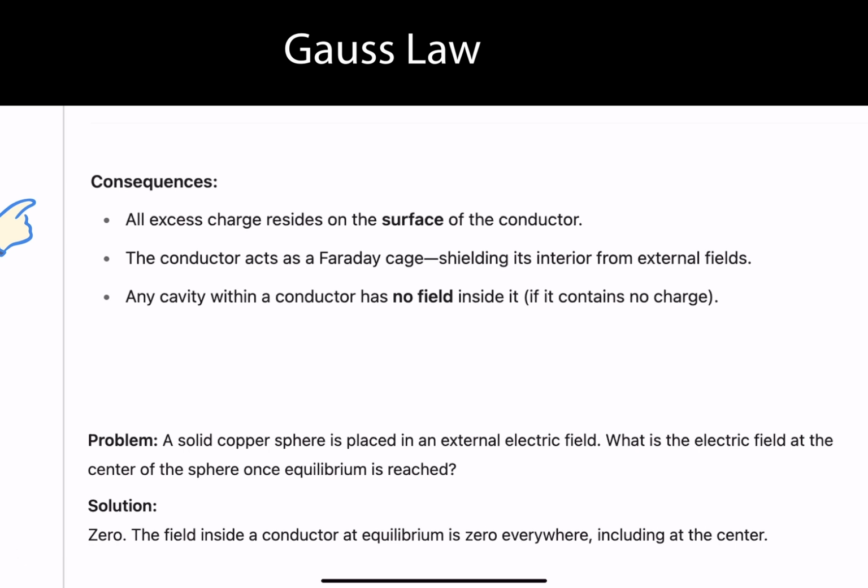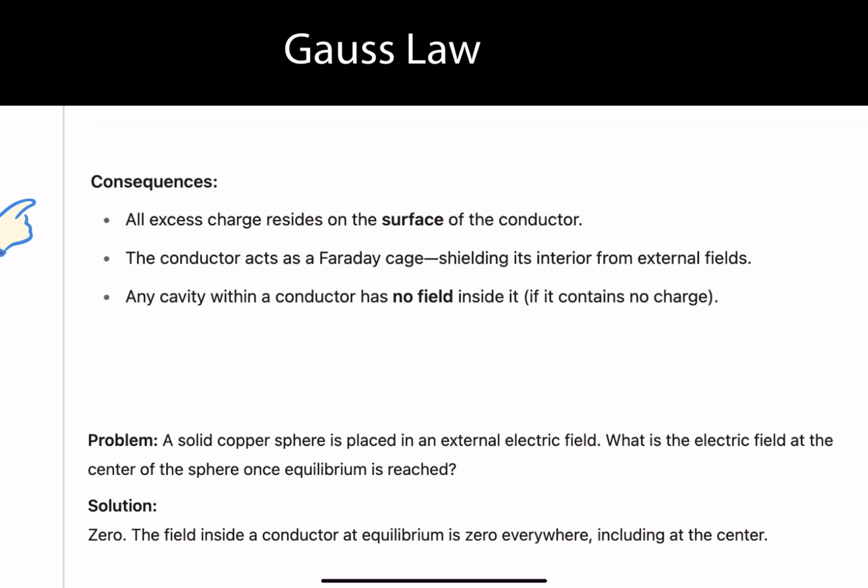Consequences? All excess charge resides on the surface of a conductor. Important. So even if it's a solid conductor, like a copper ball, you charge it, where are you going to find the charges? Only on the outside, because all of the charges will move and situate themselves on the surface of the conductor. And that means its interior is shielded from external fields. Any cavity within a conductor has no field inside it, if it has no charge. If it has a charge, then there will be.